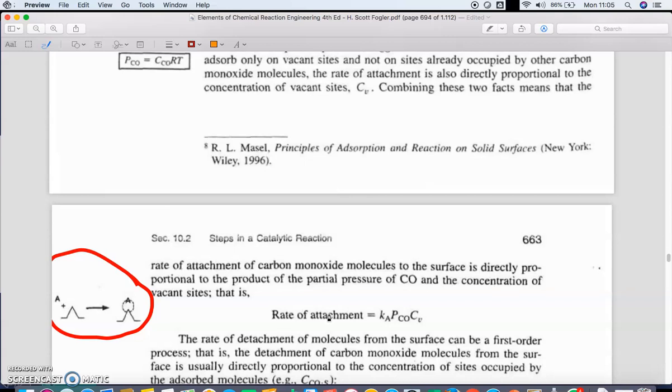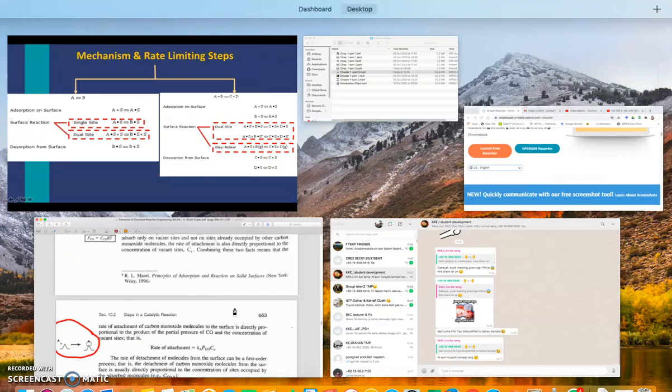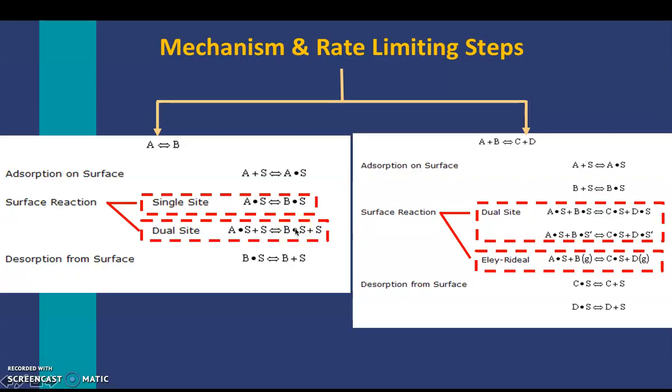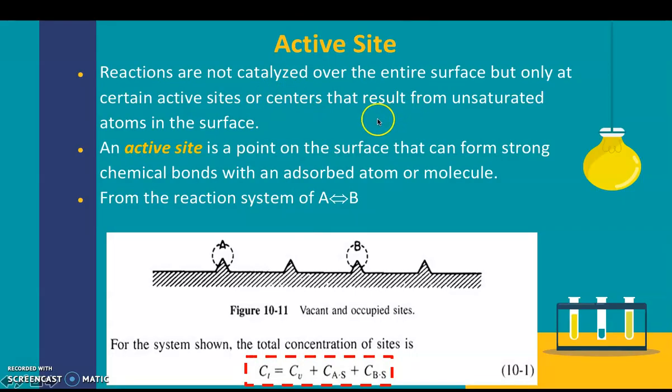Now we are in the adsorption step, so we want to derive a rate law for the adsorption step. How can we do that? If you look here, A will go to the active site. So what is an active site? I have here the definition: an active site is a point on the surface that can form a strong chemical bond with an adsorbed atom or molecule. This is in your textbook. Let's say this is reactant A, this is your product B. A will go to the active site and make the chemisorption.